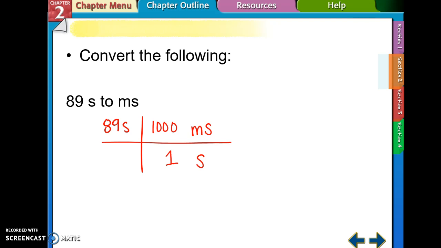You have to pay attention to what the actual relationship is. So now what I can do is cancel seconds, and multiply and divide. So 89 times 1,000 divided by 1 is going to give me 89,000 milliseconds. And that is my answer.